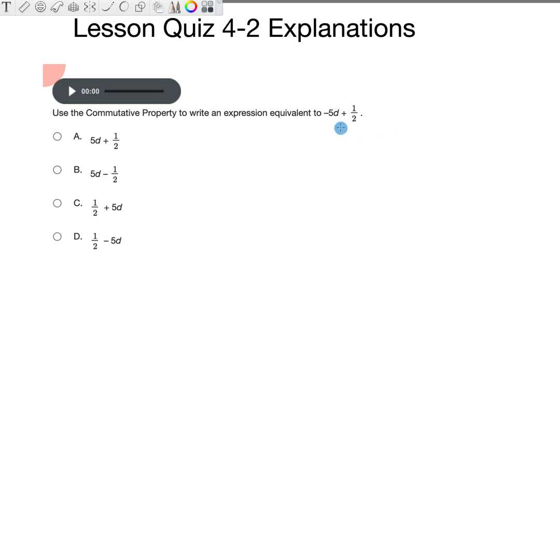Or I could use the commutative property and switch these two terms that have an addition between them. So I could put the half at the beginning. And then here's the critical thing. There's a negative on that 5, so if I'm going to put the half at the beginning, I have to keep that negative 5 in front of the d, or else I'm changing the value of it. For it to be equivalent, it can't change the value. So if I put the half first, I have to write that as a minus 5d. I could do plus and negative, but it's more efficient to just write minus 5d.